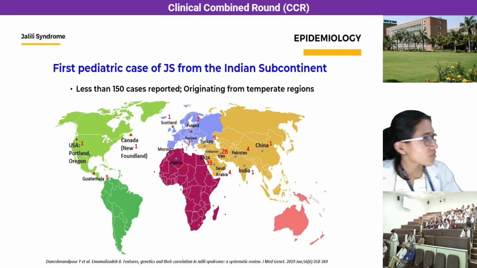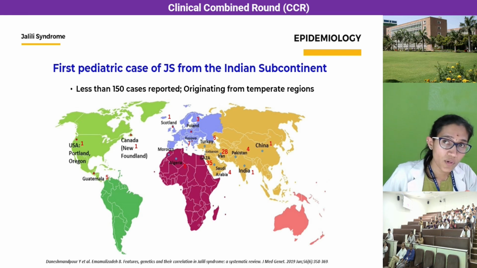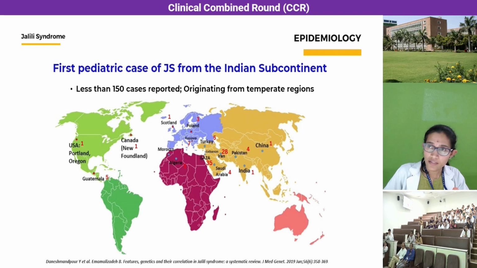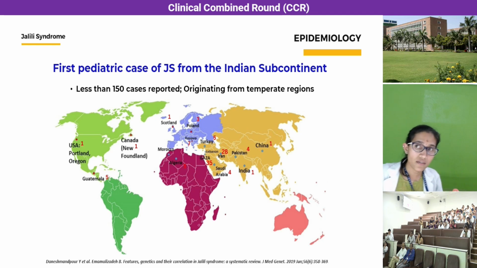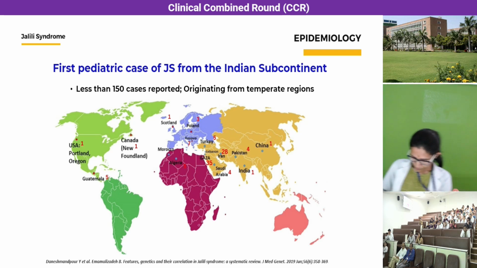To the best of our knowledge, this is the first pediatric case reported from the Indian subcontinent. Overall, there are less than 150 cases reported originating from the temperate regions. Most of the cases are traced from the Gaza Strip, followed by Iran, and Kosovo, a city in northeastern Europe, has 7 cases, followed by Algeria and Guatemala having 5 cases.